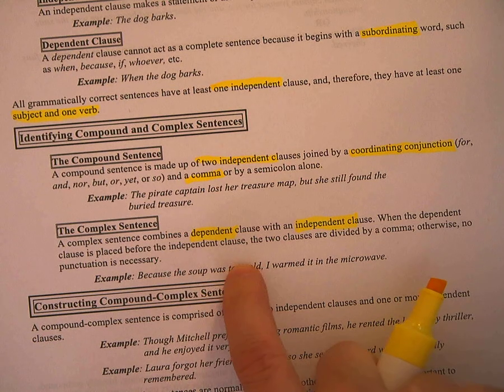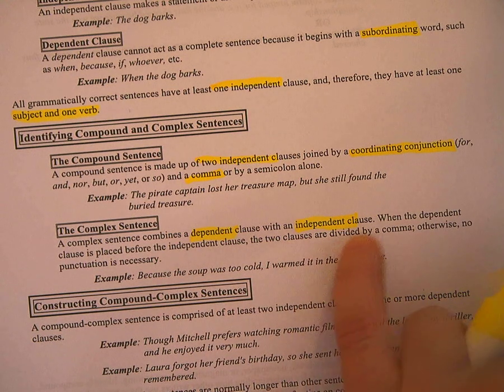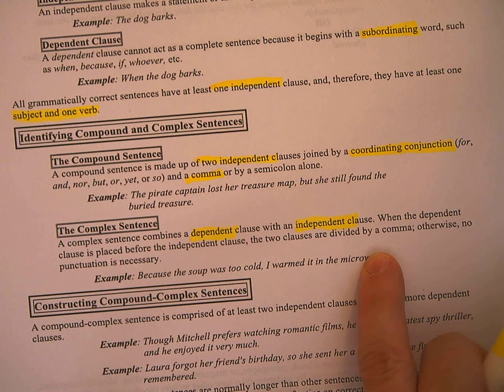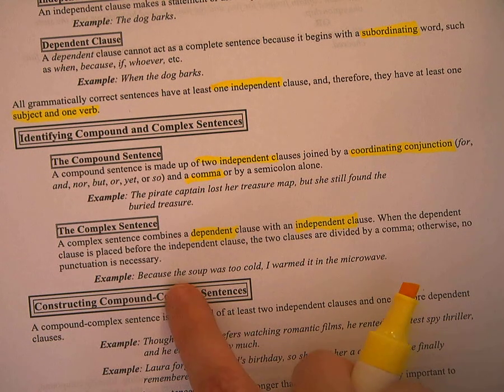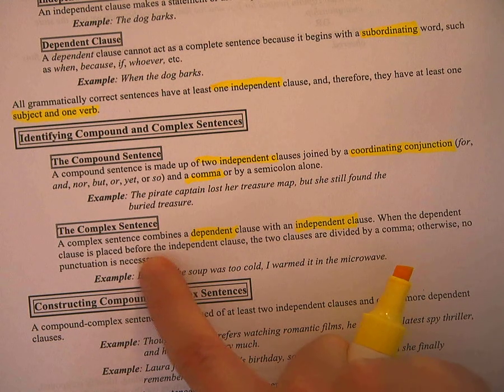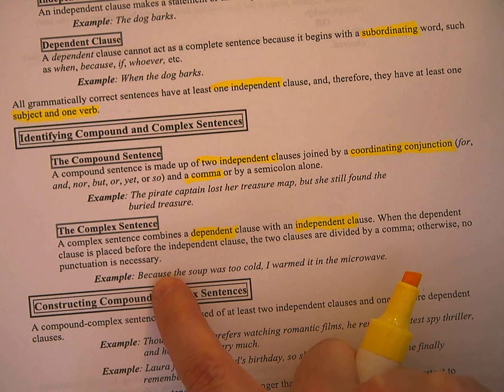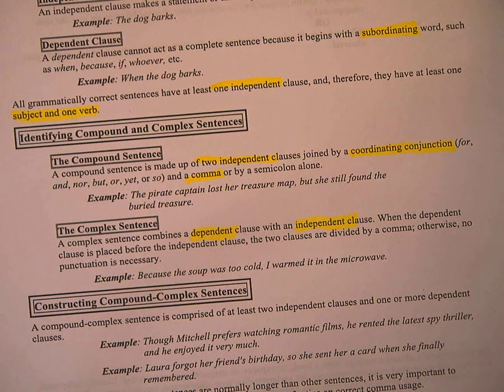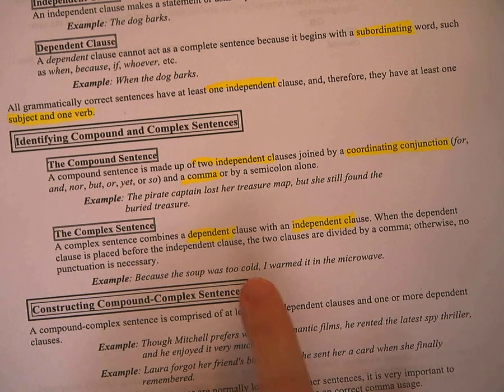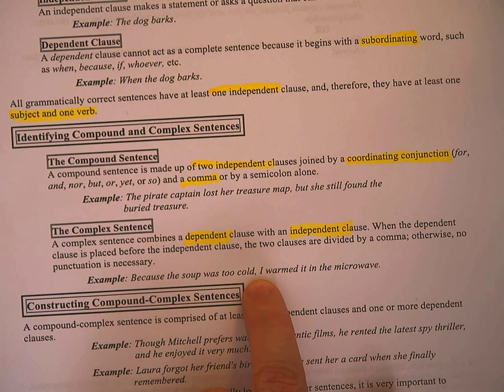Because the soup was too cold, comma, I warmed it in the microwave. I warmed it in the microwave is my independent clause. This is a dependent clause because I've added that because in the front. Notice something. If I start my sentence with a dependent clause, I have to have a comma somewhere in that sentence, and it'll be after the dependent clause is done.